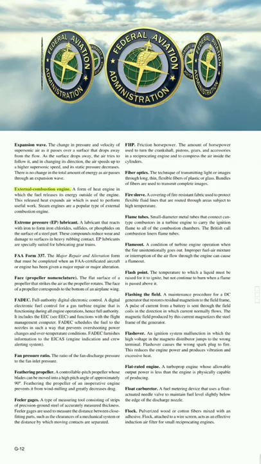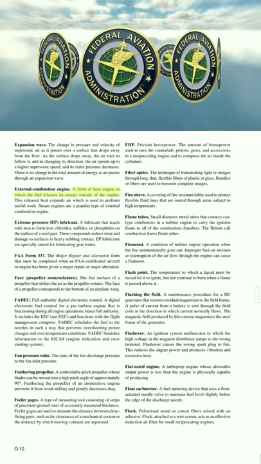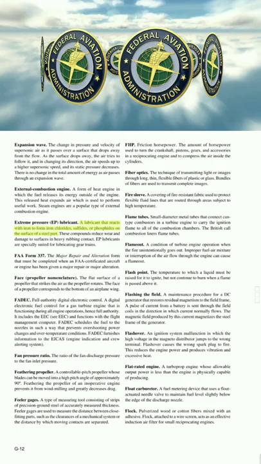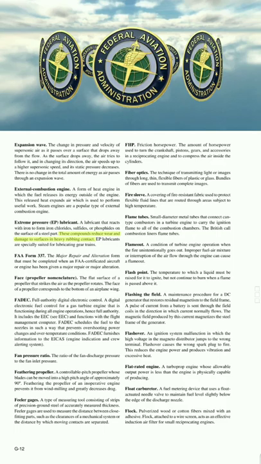External combustion engine. A form of heat engine in which the fuel releases its energy outside of the engine. This released heat expands air which is used to perform useful work. Steam engines are a popular type of external combustion engine. Extreme pressure lubricant. A lubricant that reacts with iron to form iron chlorides, sulfides, or phosphites on the surface of a steel part. These compounds reduce wear and damage to surfaces in heavy rubbing contact.